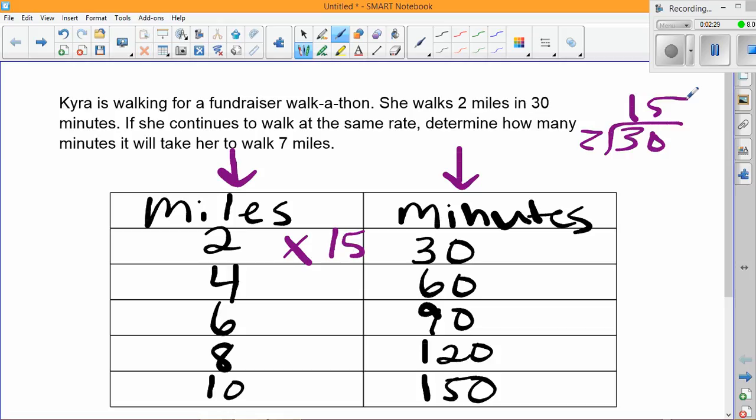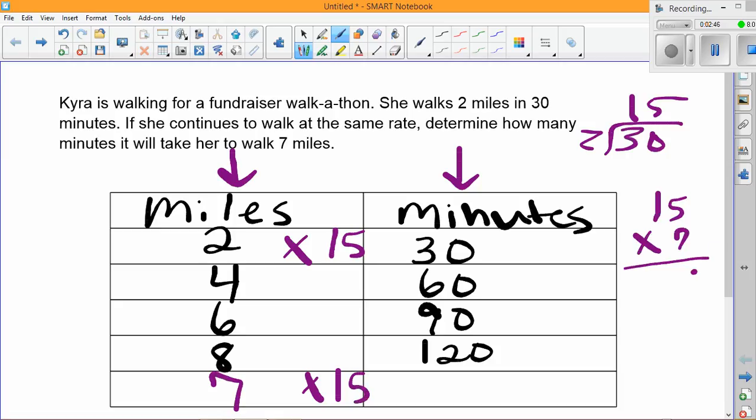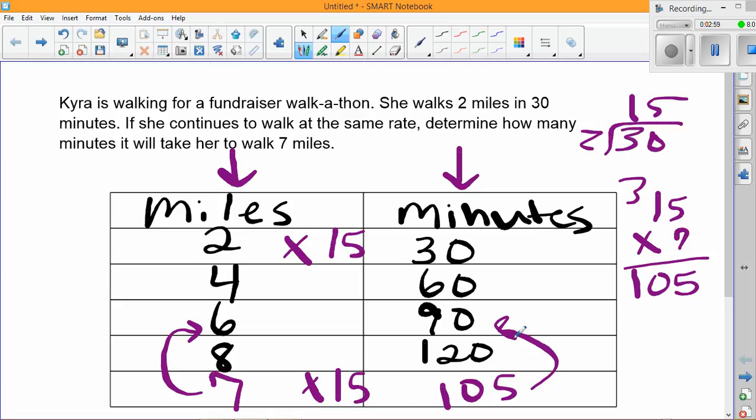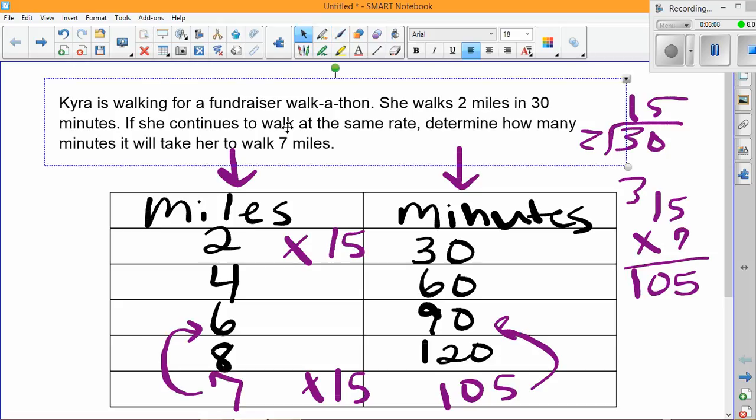So if I wanted to figure out what 7 was, then I would multiply by 15. And if I go off over here to the side, because I can't do that one in my head, 7 times 5 is 35. 7 times 1 is 7, plus 3 more is 10, so 105. And it should make sense because 7 is between 6 and 8, and 105 is between 90 and 120. So if I were to stick that in the chart, I knew it's halfway between there. So in this case, I found a constant to solve the problem. But what about the double number line?